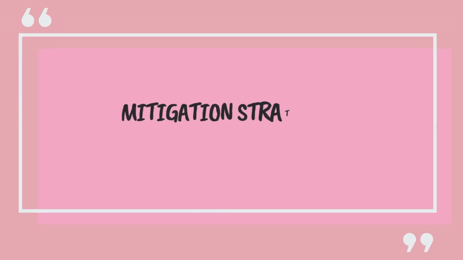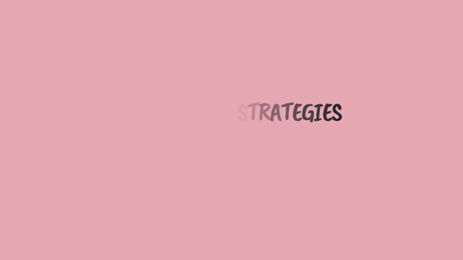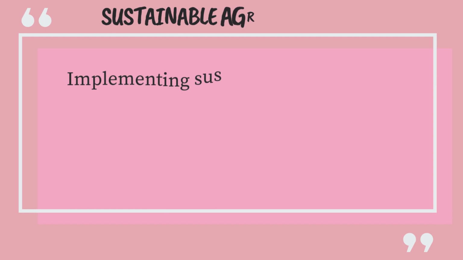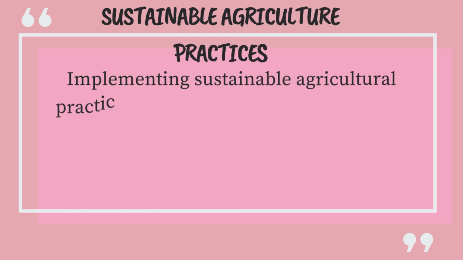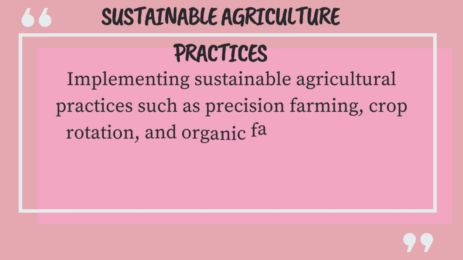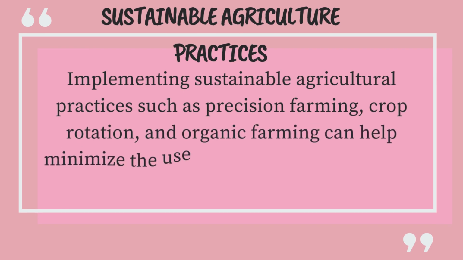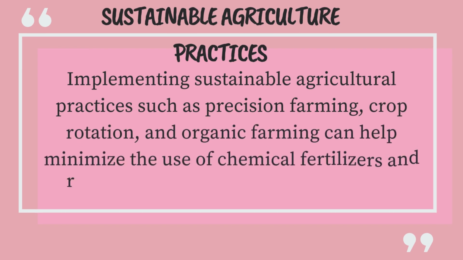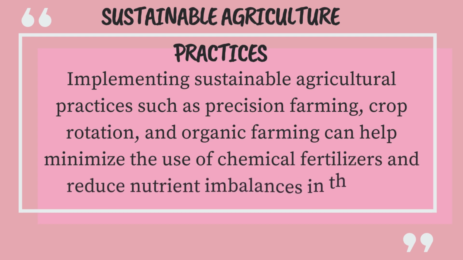Mitigation strategies for minimizing the negative effects of human activities on acid-base balance and salt content in the environment. Sustainable agriculture practices. Implementing sustainable agricultural practices such as precision farming, crop rotation, and organic farming can help minimize the use of chemical fertilizers and reduce nutrient imbalances in the soil. So, these practices can promote a healthier acid-base balance and reduce the salt content in the environment.